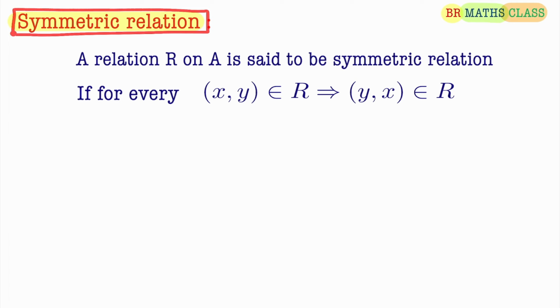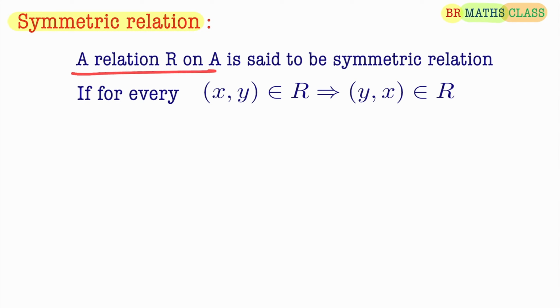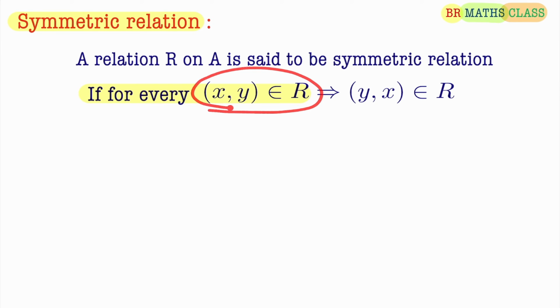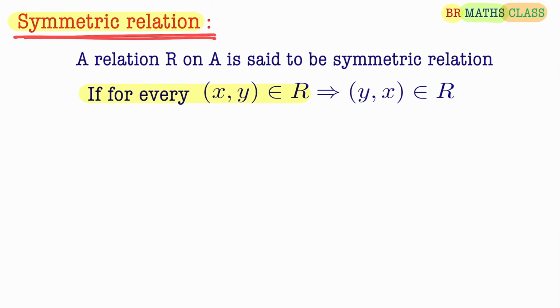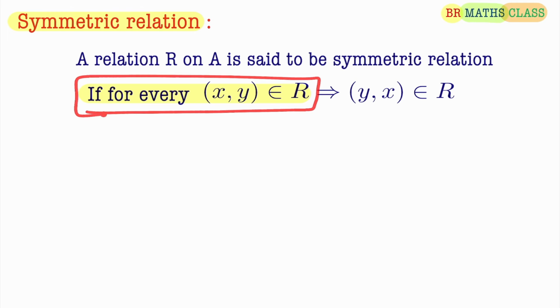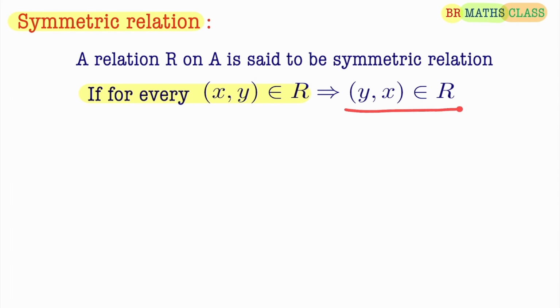Definition of symmetric relation. A relation R on A is said to be a symmetric relation if for every (x, y) belongs to R, observe this point carefully, for every ordered pair (x, y) belongs to R. Earlier, for reflexive relation, we checked for every x belongs to set A. But in symmetric relation, it is not like that. For every ordered pair (x, y) in the relation, if (y, x) is also present in that relation, then we say that relation is a symmetric relation. We'll understand this with the help of examples.